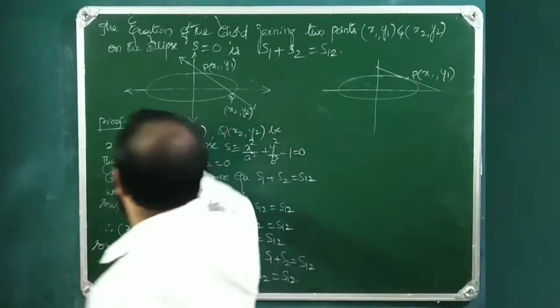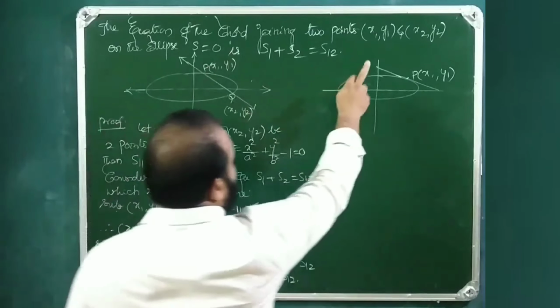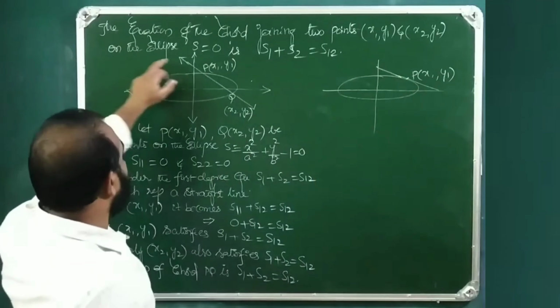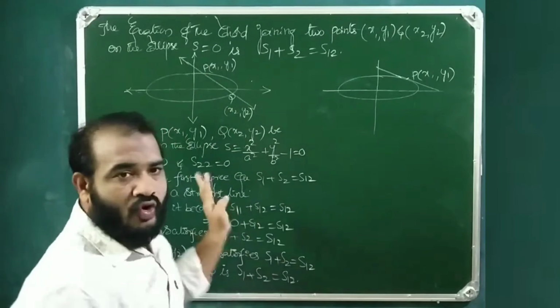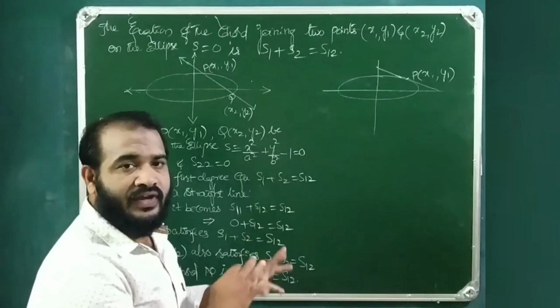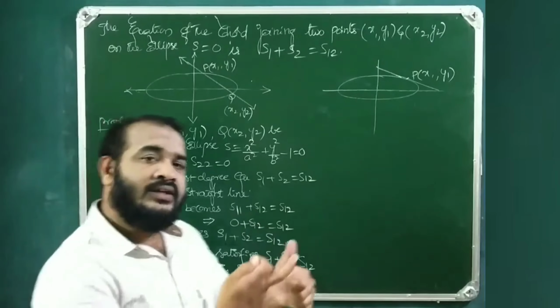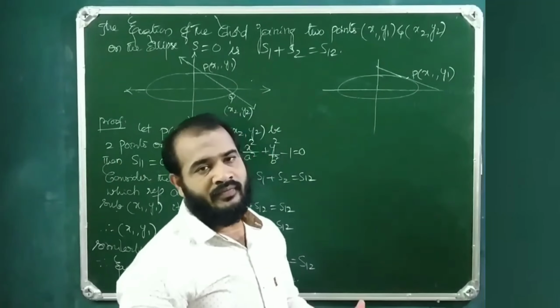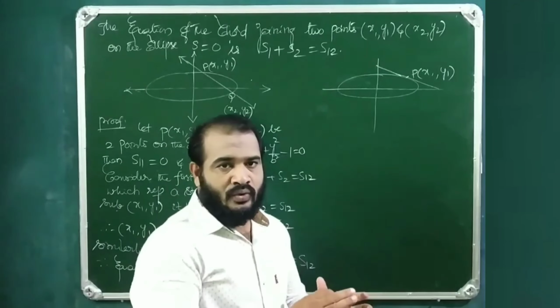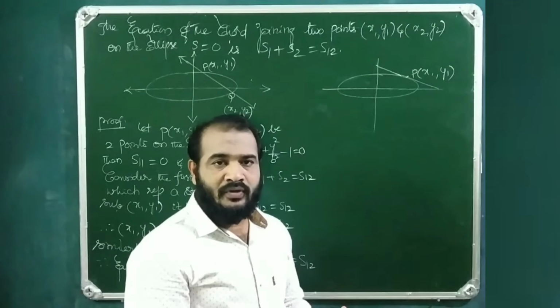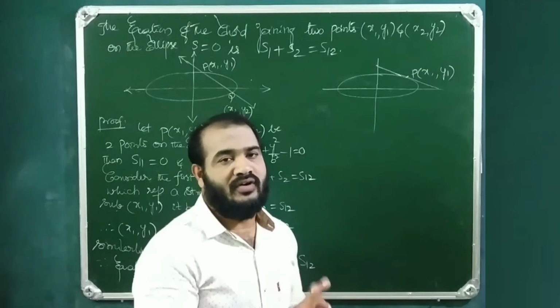And see, the equation of the chord joining the 2 points x1 y1 and x2 y2 on the ellipse S equals to 0 is S1 plus S2 equals to S12. This is not a new thing. This we have discussed in the circles as well as parabola. So S1 plus S2 equals to S12. So the concept is same, but the notations will be different.